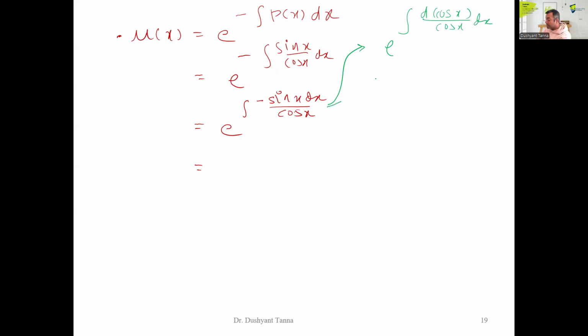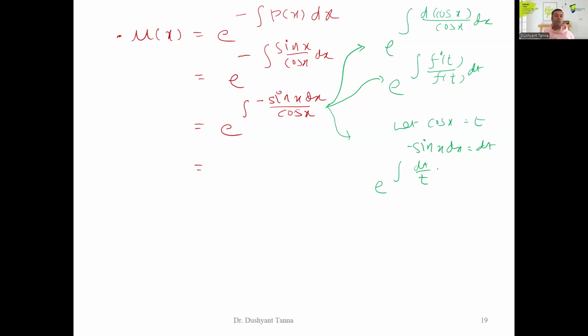Some books might even say that after assuming f of x and everything, this is f dash x. Let's not go for x, let's go for t. Or those who really want to go step by step, let's split it out. Let cos x be t, and therefore negative sine x dx is dt, and this integration will turn up as dt over t.